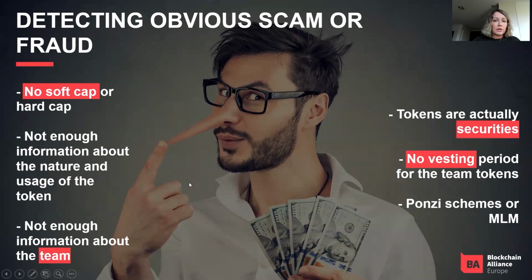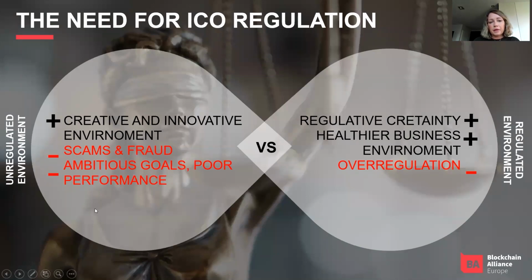And the other thing was that a lot of scams happened in that time globally. There were a lot of opportunists, a lot of people with criminal backgrounds who found out that there is a possibility to secure some money and then run with it. These are some of the obvious scam or fraud highlights that should point us to a certain project being a scam or a fraud. What happened after that is that there was a need for ICO regulation. The regulator said, okay, what is happening is not okay, because yes, we have a very creative and innovative environment, but we also have a lot of scams and fraud.